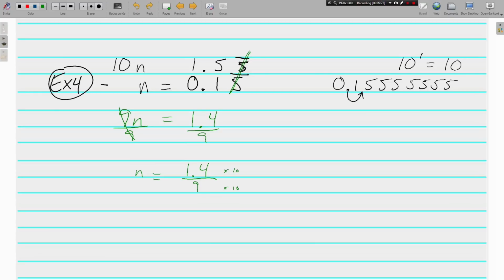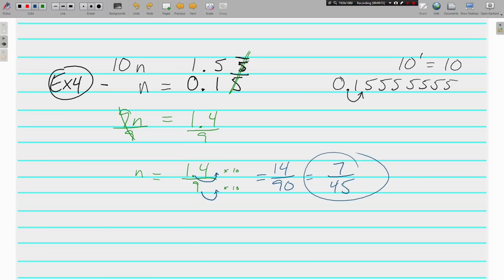Alright, let me switch colors again. We multiply by 10 and the decimal comes over one place. We multiply by 10 and the decimal comes over one place. So we end up with 14/90ths, which still can be reduced to 7/45.